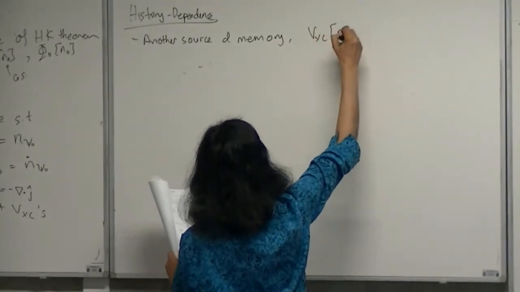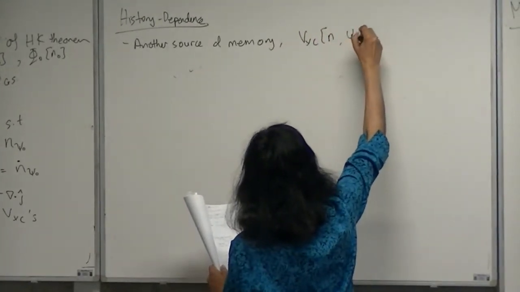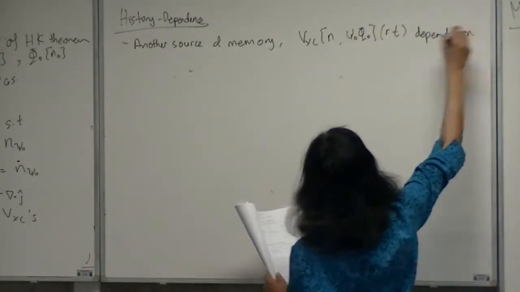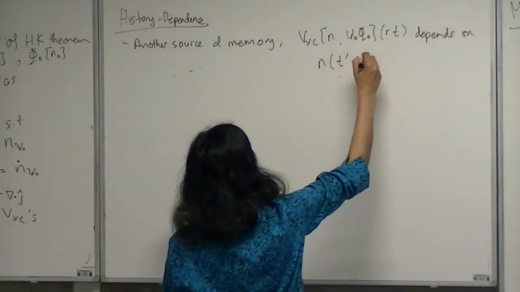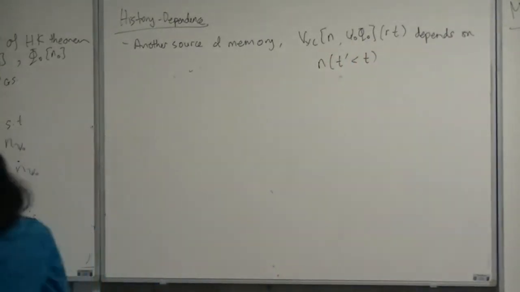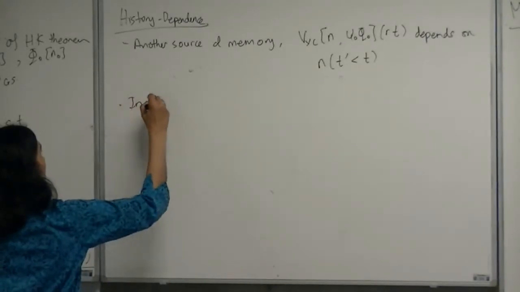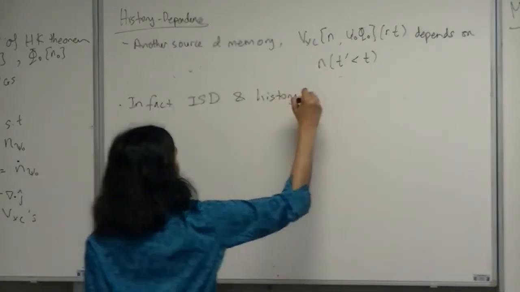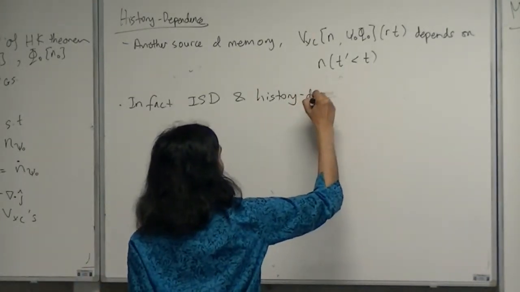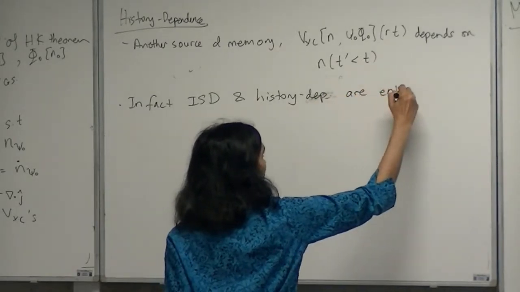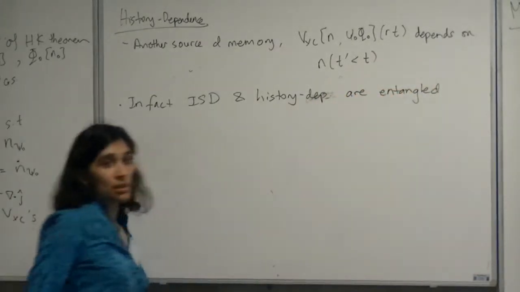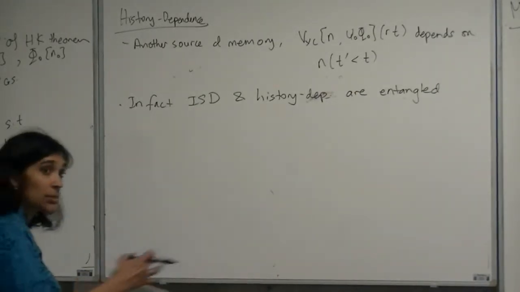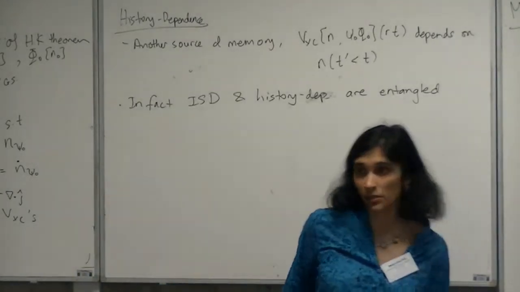This is another source of memory, because Vxc of n, r and t, depends on n at t prime earlier than t. In fact, initial state dependence and history dependence are entangled. You really shouldn't try to derive an approximation that includes history dependence without including initial state dependence, because you're going to violate a sort of time translational invariance of the whole problem, which I'll try to explain.